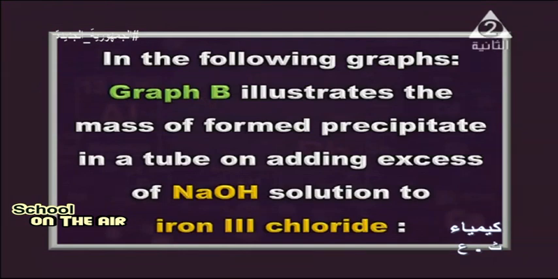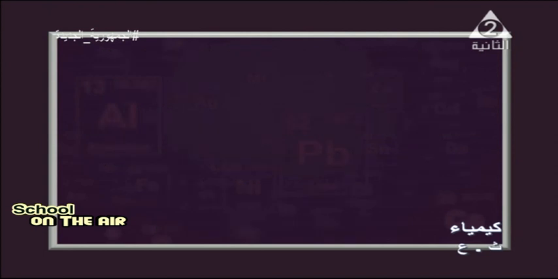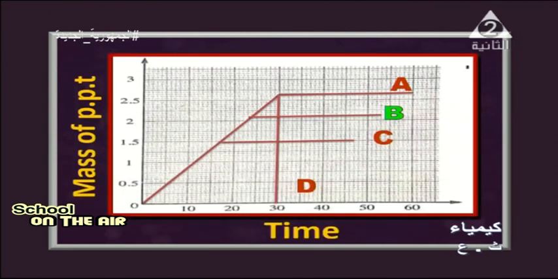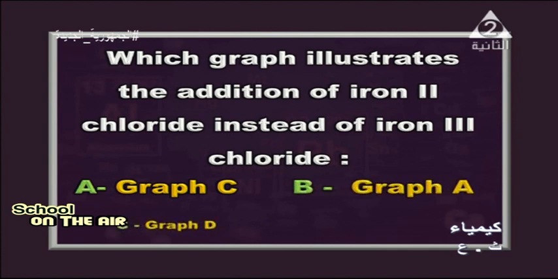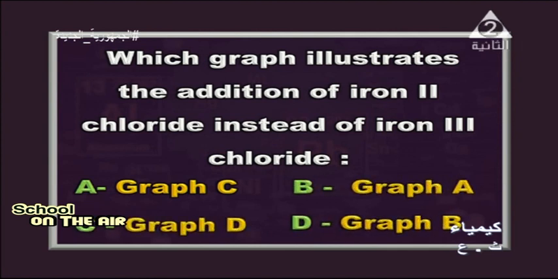Second type of graph questions. In the following graph, graph B illustrates the mass of formed precipitate in a tube on adding excess sodium hydroxide to iron 3 chloride. As the graph shows, it is graph number B. Which graph illustrates the addition of iron 2 chloride instead of iron 3 chloride? Is it graph C, graph A, graph D, or graph B?